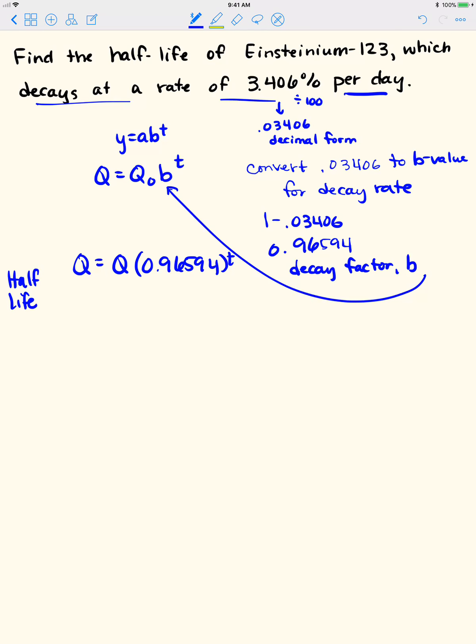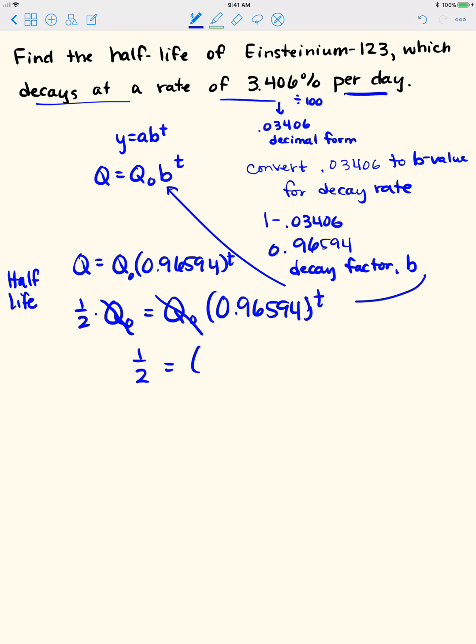So instead of, in previous examples, we did double. We doubled, so we did 2 times the initial value. This time we're going to do half of the initial value equals initial value times our decay factor to the t power. Same thing happens though. You still have that initial value variable divides to 1, and you have 1/2 equals your decay factor 0.96594 to the t power, and now we're set to solve for t.